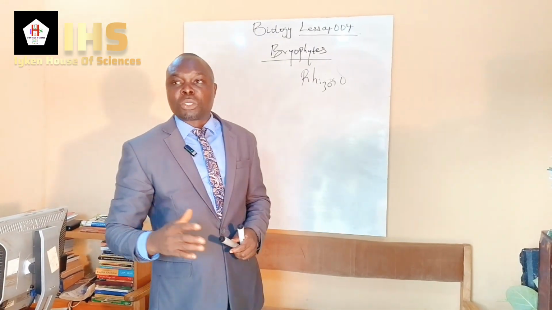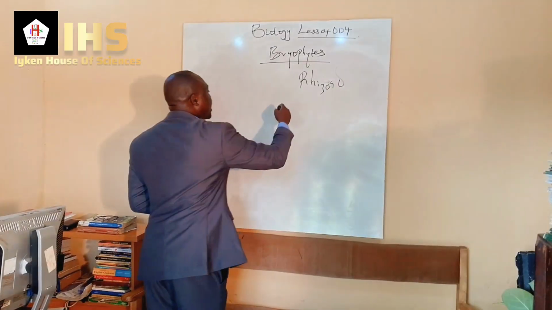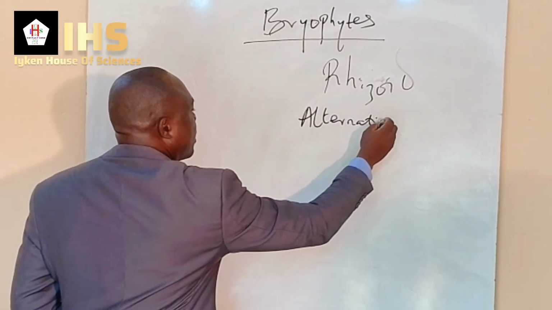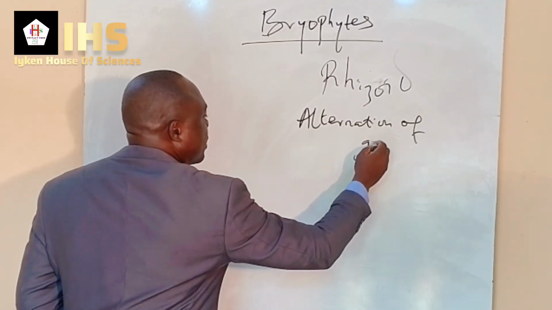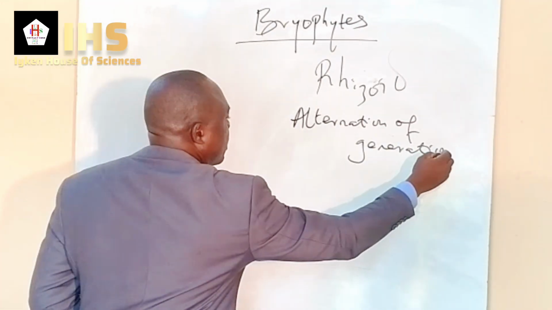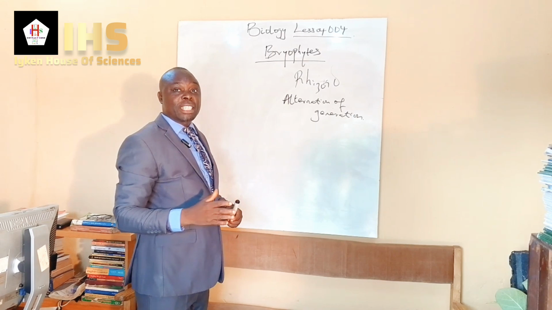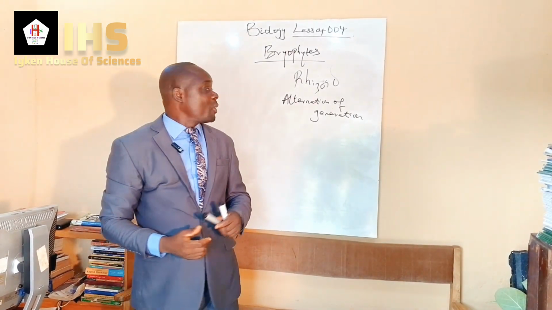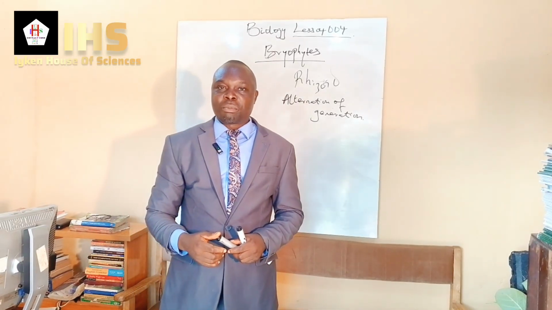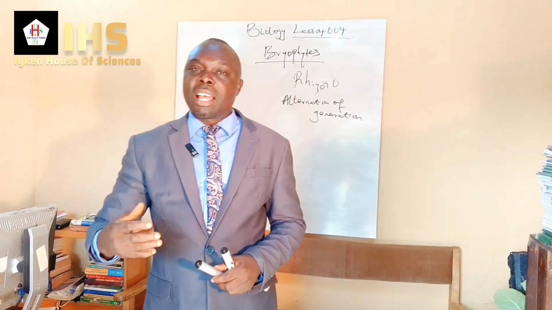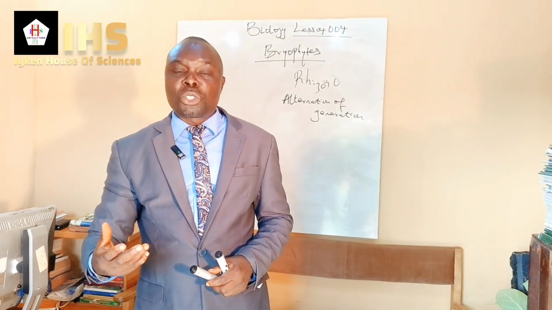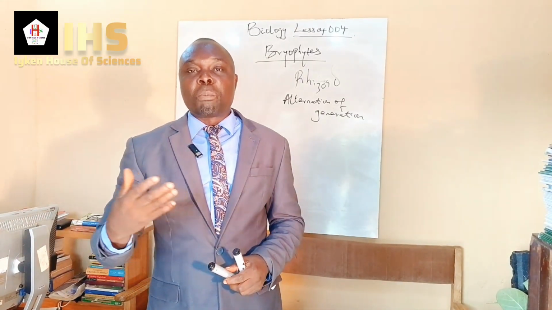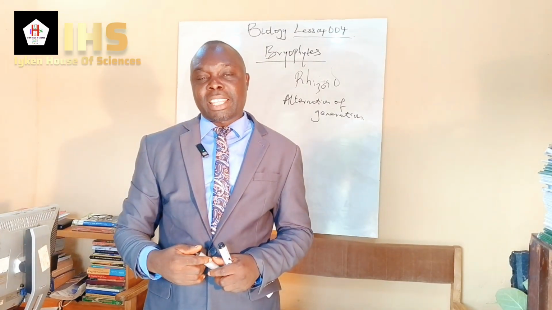Now, they undergo what we call alternation of generation. The bryophytes undergo alternation of generation. What is alternation of generation? This is where an organism undergoes two life cycles before it completes its span on the earth.